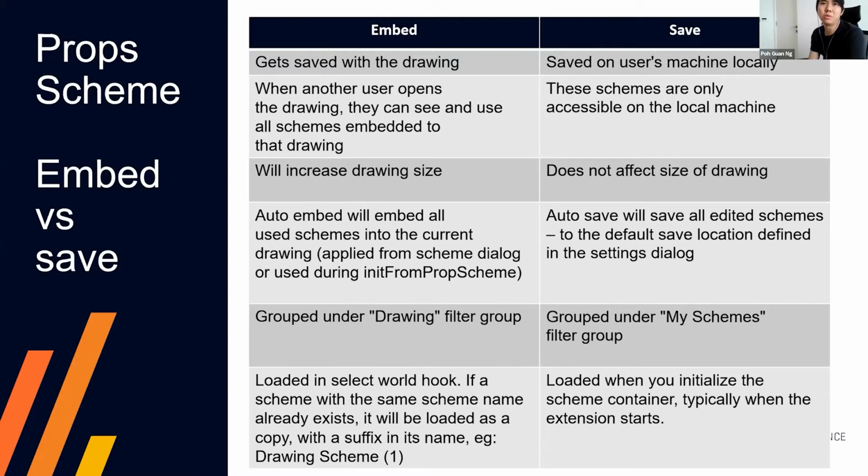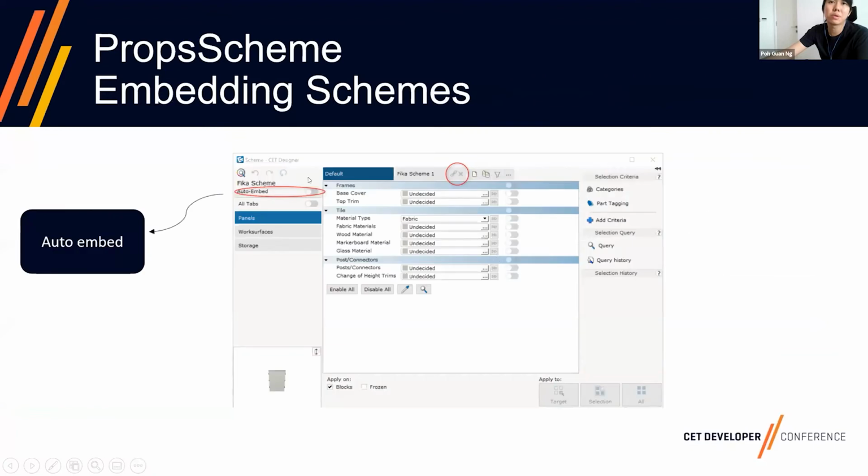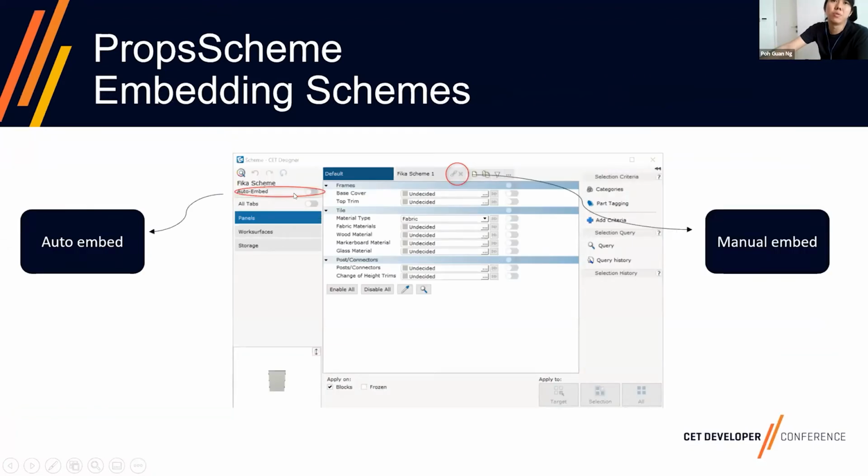Auto embed will embed all the used schemes into the current drawing. Just now I showed you the auto embed option here. The way that auto embed works is that when you apply a scheme, whether applied to target, applied to selection, applied to all, or if you initialize a snapper and the constructor calls the init from scheme method during the initialize process, then that scheme will be automatically embedded into the drawing.